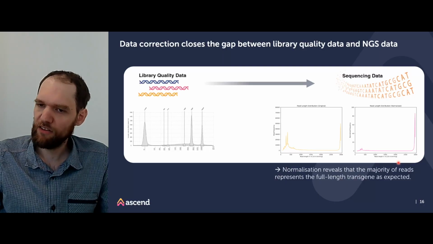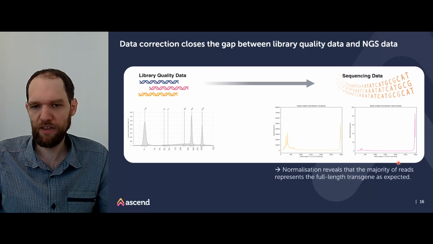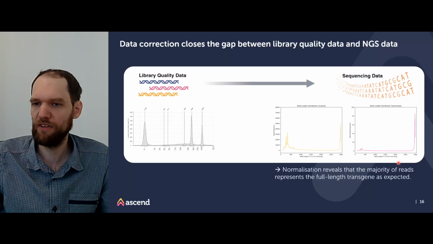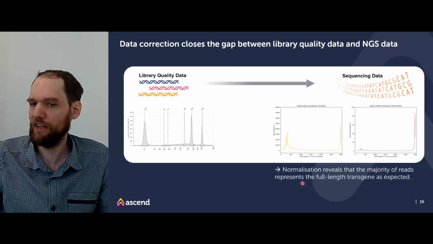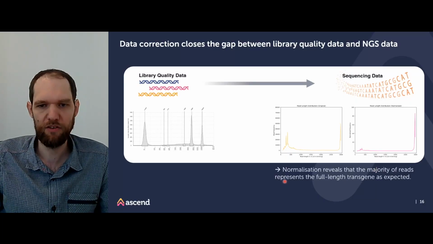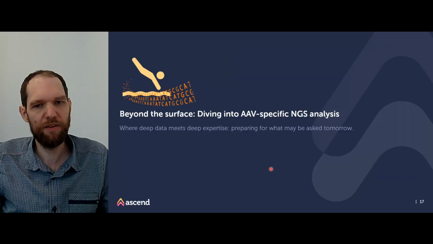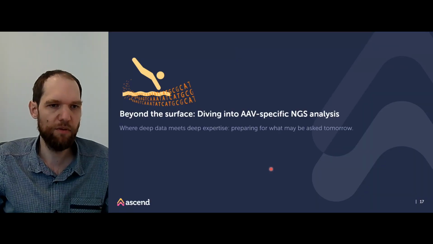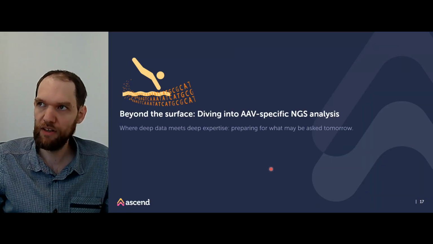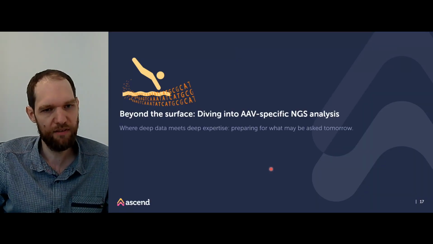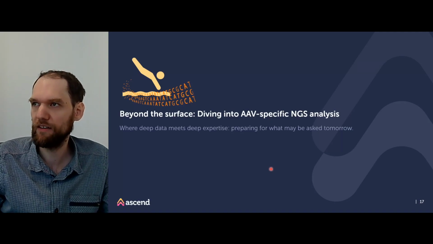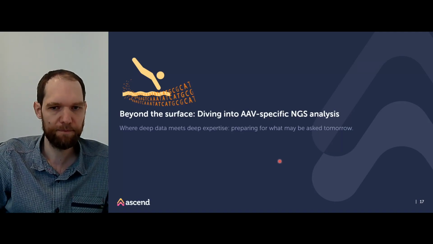This correction actually is useful not only for AAVs, but for any nanopore sequencing experiments where you care about the length of your reads. And I can only recommend everyone to try it and test it. After this, however, I now want to come really at AAV-specific NGS analysis. So we really want to go now in the direction where our deep expertise with AAVs meets the deep data provided by Oxford Nanopore sequencing.